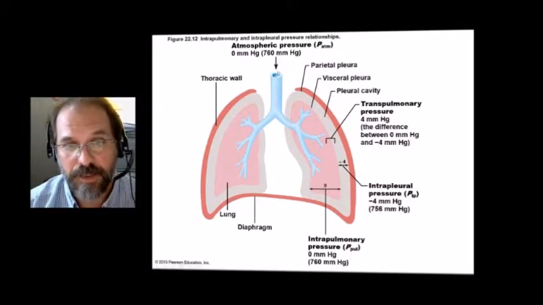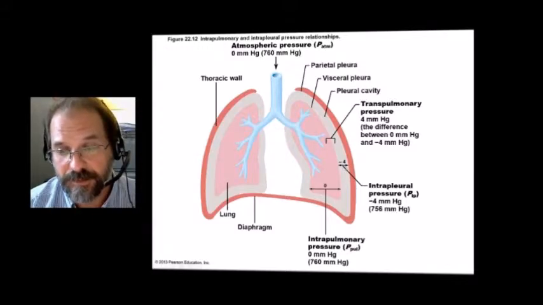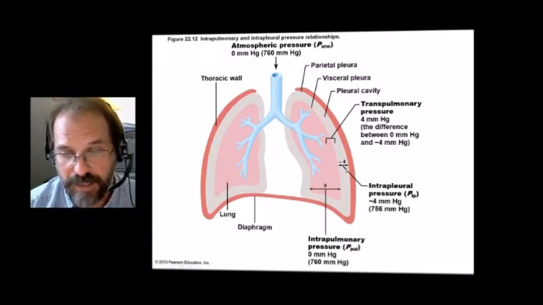So our conducting zone brings the air down into the lungs. This figure here is trying to represent the alveolar pressure or intrapulmonary pressure, and currently it's zero, so we're not breathing in or breathing out. And you notice at this time the intrapleural pressure is currently -4, so it's always negative, and the lungs are nice and inflated at this point. They're not hyperinflated like they would be after a maximal breath. They're just ready to bring in more air, but they're not collapsed.